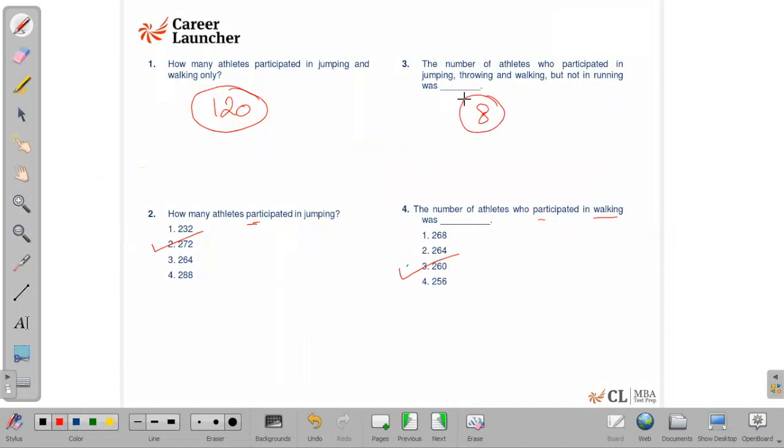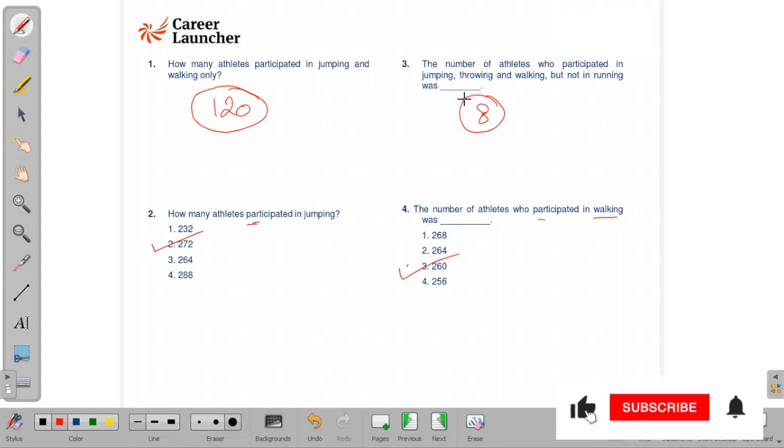So 4 set Venn diagrams are fairly easy. They take a bit of time, but these are sets which I normally want to attempt, especially when the questions tell you a definite answer, you will be able to solve everything. Okay, so that completes the set.